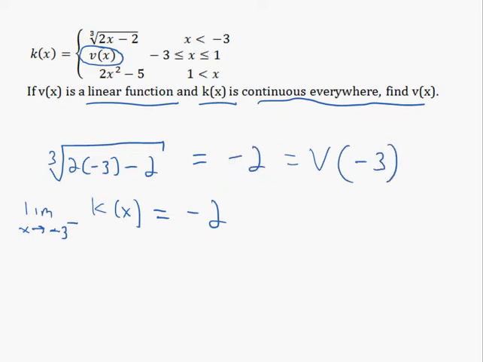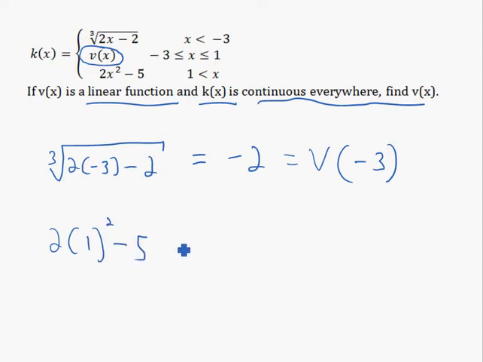By that same logic, we need our third function, 2x squared minus 5, which is going to begin at 1. Well, it has to start where v stops at 1. So let's find out what 2x squared minus 5 is at 1. Well, that's 2 times 1 squared minus 5. Well, 2 times 1 is 2, minus 5 is negative 3. Right? 2 times 1, 2 minus 5, yep, negative 3. And we need this to be what v is at 1.